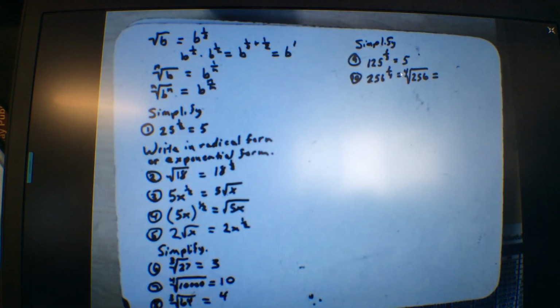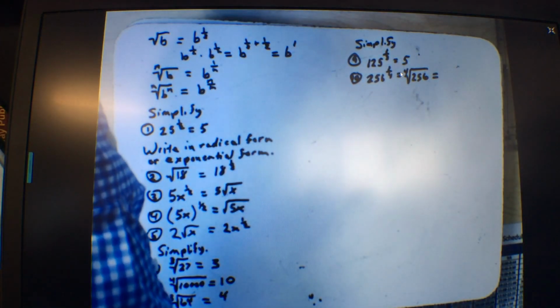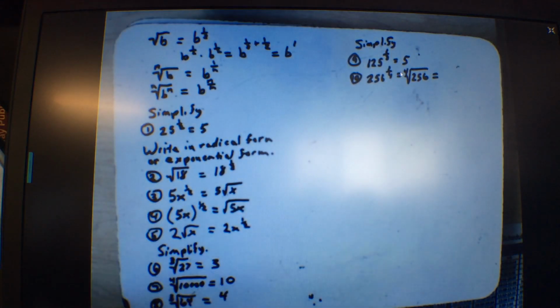It's a number times itself 4 times is 256. Take 4 times 4 times 4. You think it's 4? No. He's actually right. But on your calculator, how would you check it? 4 to the 4th power. Well, could you guess and take 4 times 4 times 4 times 4?